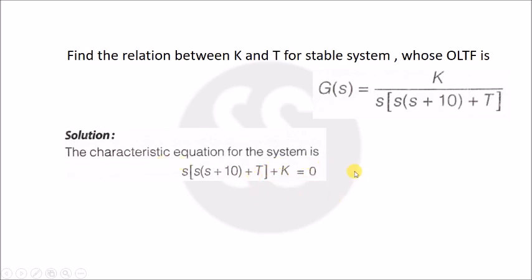If you are not able to understand, try to find the value using the formula 1 plus G(s) equal to 0. The formula is actually 1 plus G(s)H(s) equal to 0, and H(s) I have taken as 1 because the system is a unit feedback system. So when you open this bracket, you reach s squared plus 10s plus ts plus k equal to 0. Here all the coefficients should have no sign change, that means all the coefficients should have the same sign.